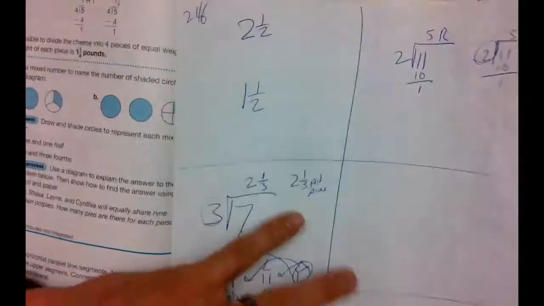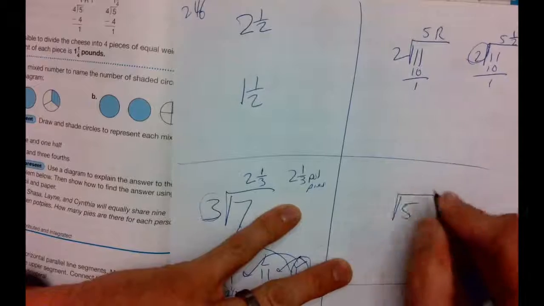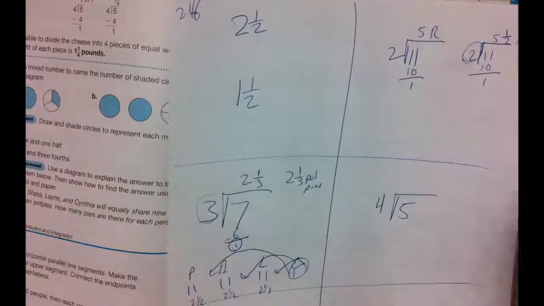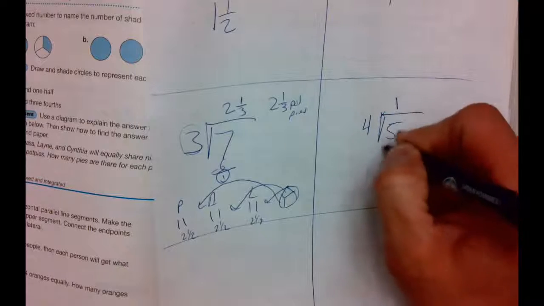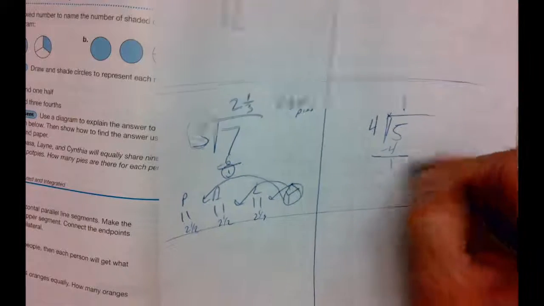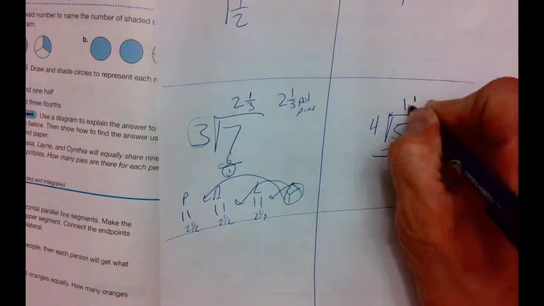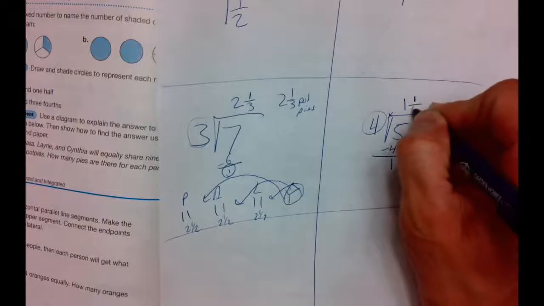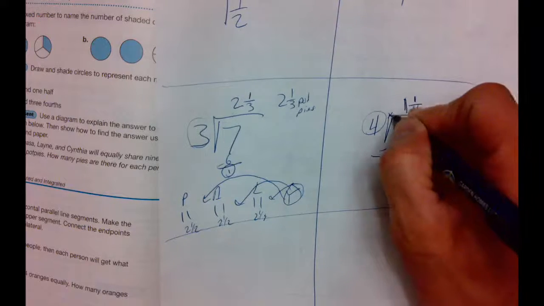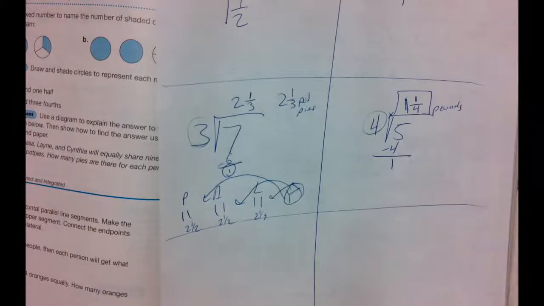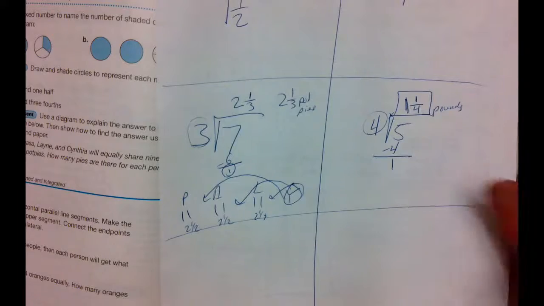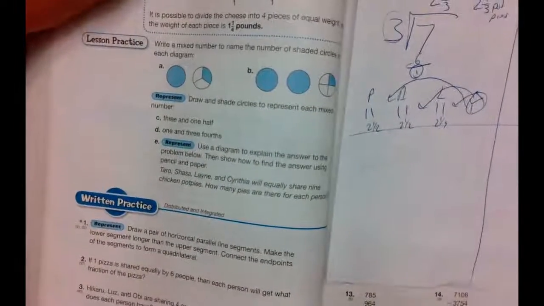So let's go ahead and divide that one here. We got 5 pounds of cheese. We're going to divide it into 4 chunks. 4 goes into 5 once. 1 times 4 is 4. Subtract, you get 1. Your remainder becomes your numerator, and your divisor becomes your denominator. 1 and 1/4 pounds of delicious cheese. I love cheese. All right, we got a little room down here. Let's see if we can't get some of these taken care of in our lesson practice.